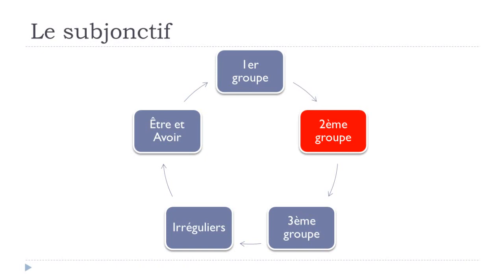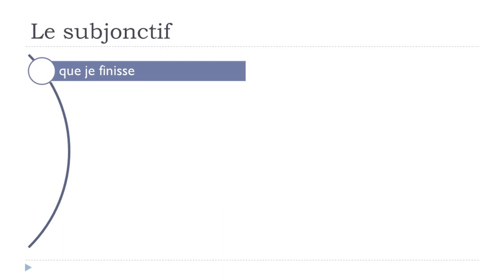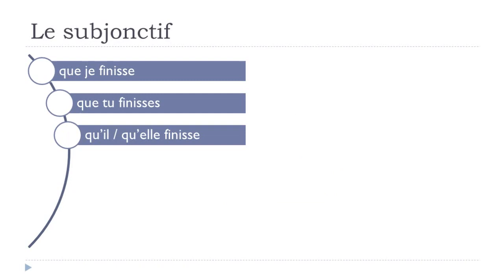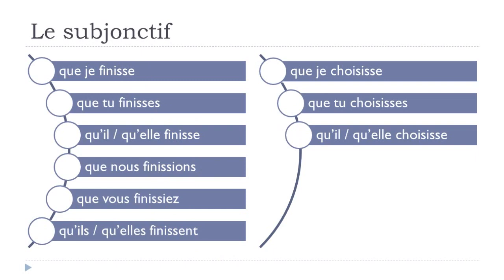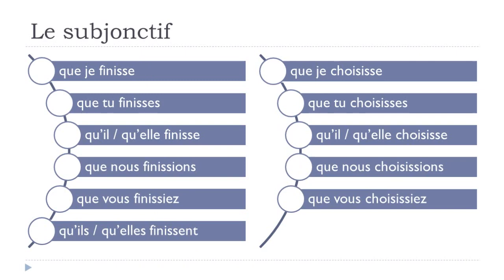All right? So second group, I took the classic example, finir, to finish or to end. Que je finisse, que tu finisses, qu'ils finissent, qu'elles finissent, que nous finissions, que vous finissiez, qu'ils finissent, qu'elles finissent. Okay, so you can see that you've got the endings E, E-S, E, I-O-N-S, I-E-Z, E-N-T. All right. And then, que je choisisse, que tu choisisses, qu'ils choisissent, qu'elles choisissent, que nous choisissions, que vous choisissiez, qu'ils choisissent, qu'elles choisissent.